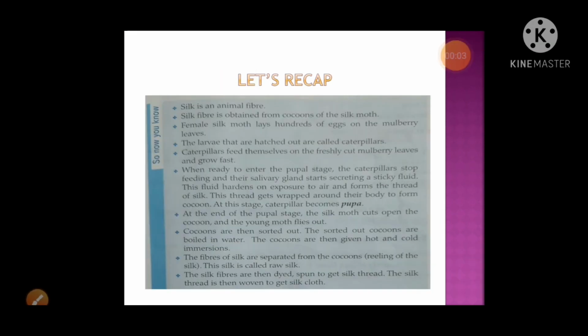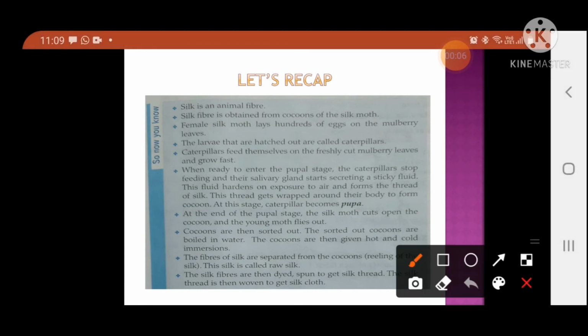Let's recap what we learned today. So now we know silk is an animal fiber. Silk fiber is obtained from the cocoon of the silk moth. The female silk moth lays hundreds of eggs on the mulberry leaves. The larvae that are hatched out are called caterpillars. Caterpillars feed themselves on freshly cut mulberry leaves and grow fast.